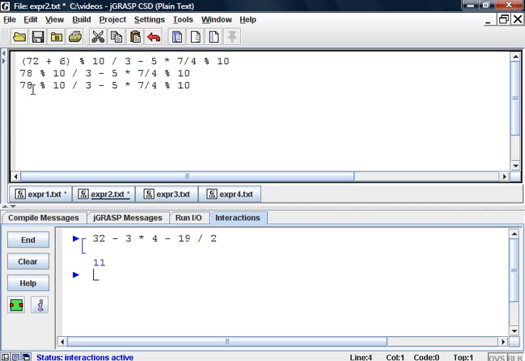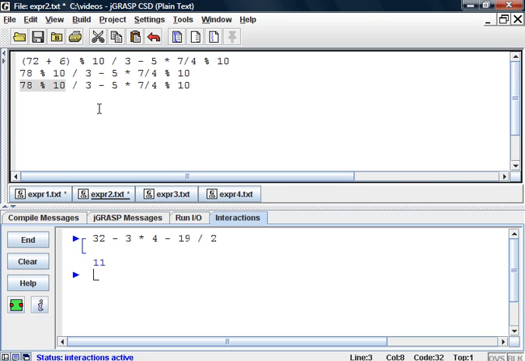Then Java sees a whole lot of operators here. There's a single minus in the middle here, and all of the other operators are multiplicative operators. There's a mod, divide, times, divide, mod. So all of those multiplicative operators are going to be evaluated before the minus, and all of those multiplicative operators have the same level of precedence, so they're going to be evaluated left to right. So we first compute 78 mod 10.